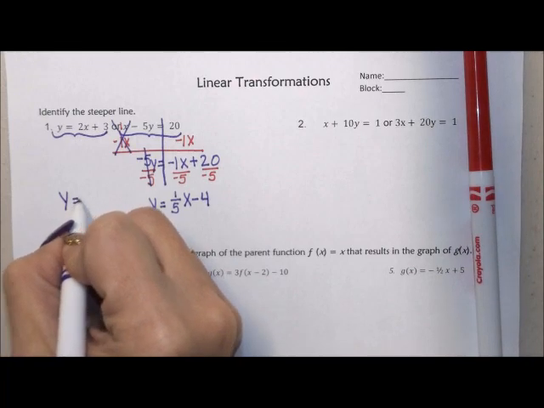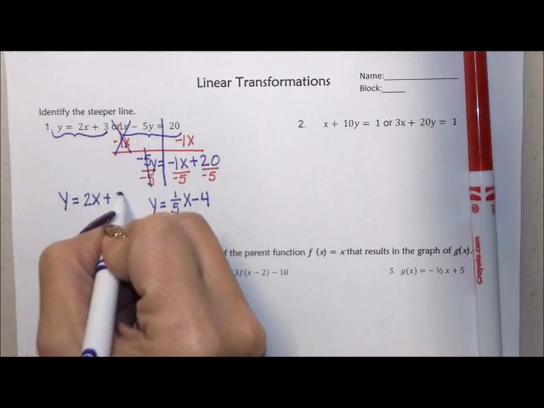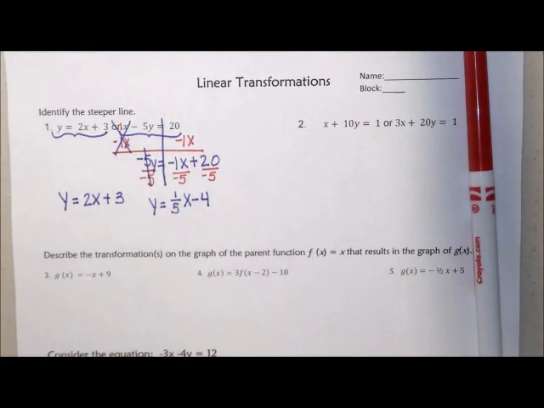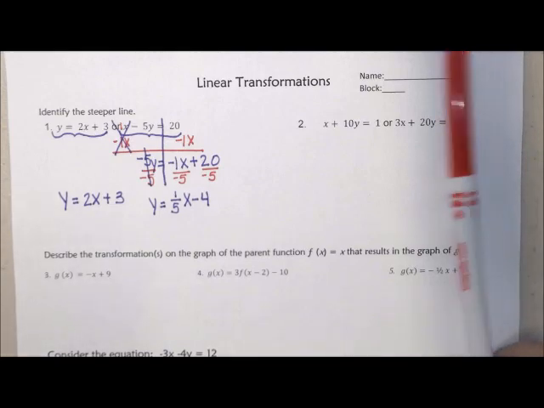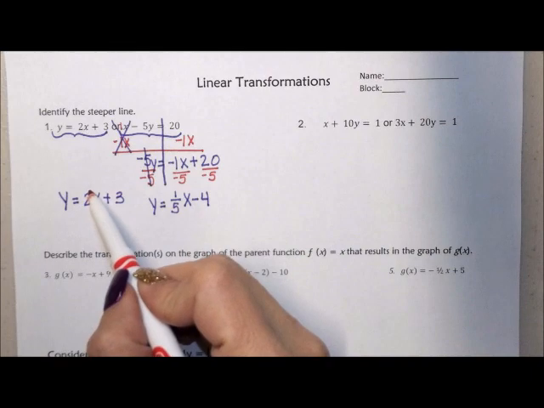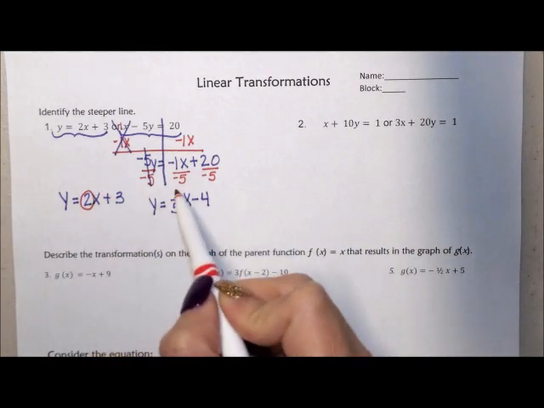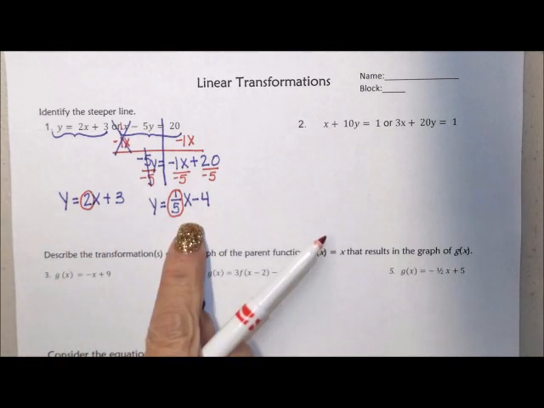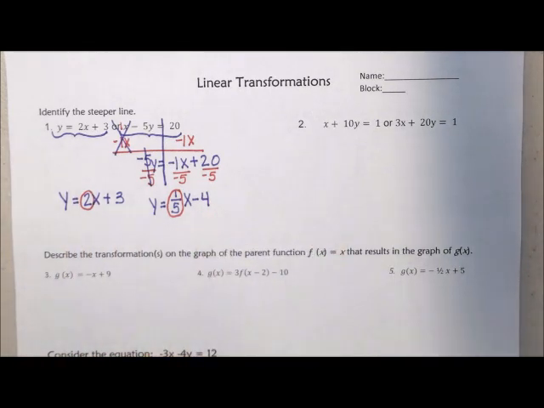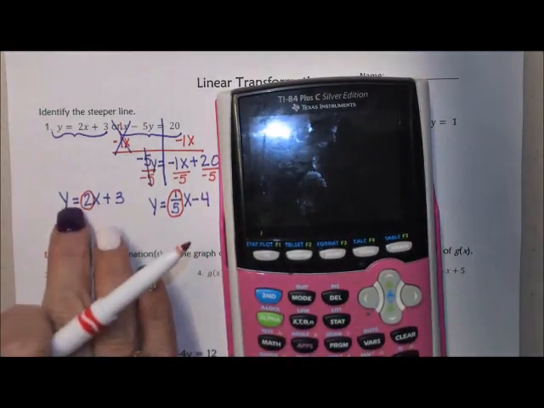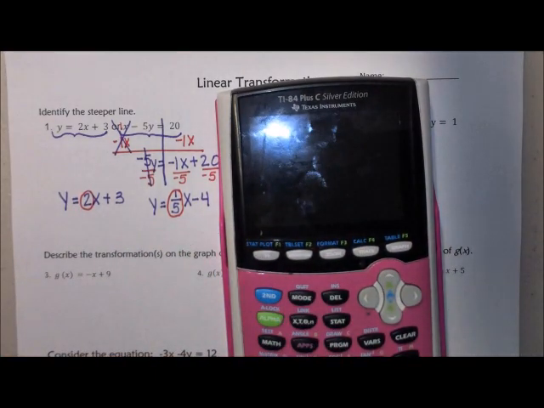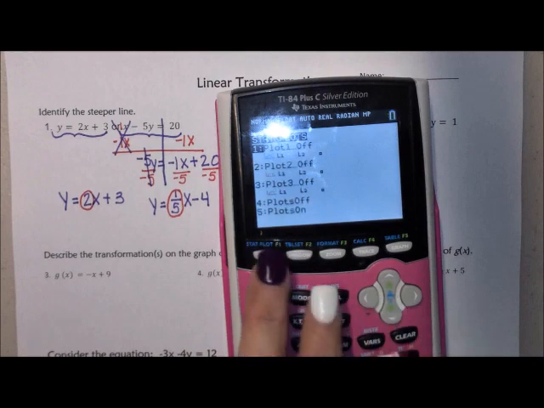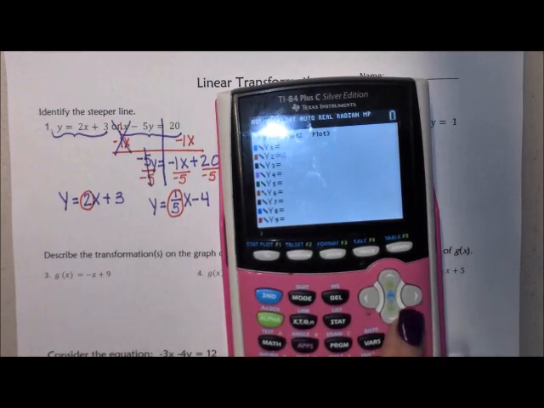So I've got y equals 2x plus 3. And I've got y equals 1/5 x minus 4. Now, when I'm looking at steepness, you need to remember I'm looking at the slope. If I'm talking about how steep it is, I want to know which one's steeper, 2 or 1/5. Well, if you can't remember, hopefully you're thinking, I think it's the 2. You are right if you're thinking that. But let me show you on here so that you can kind of see how to look at it.